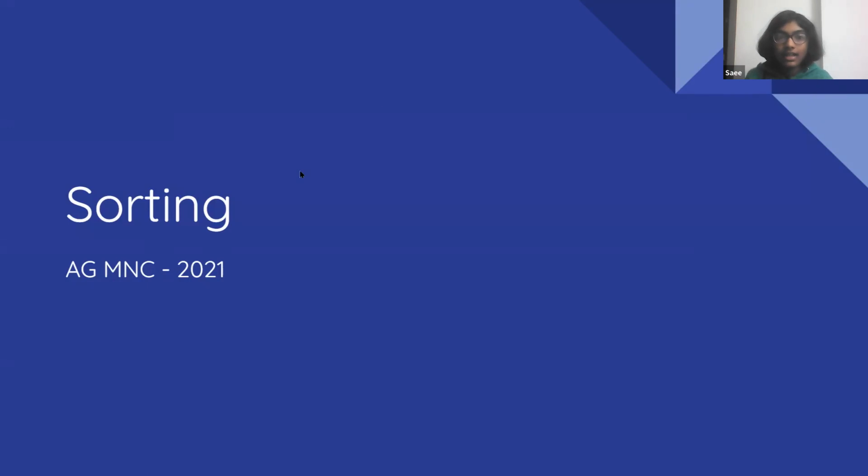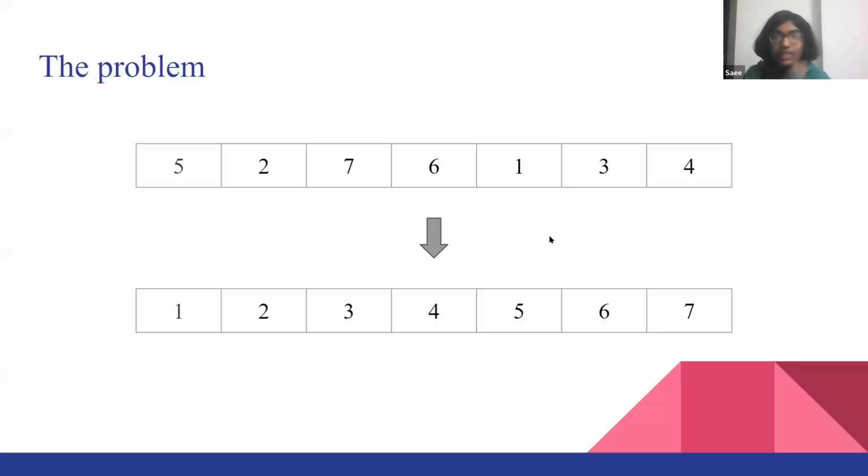So we can now get started. And today I'm going to talk about sorting. This is the problem that we are going to solve throughout today's session. We are given a list of just randomly shuffled numbers. For now, to make it simple, I've taken numbers from 1 to 7, right? And what you want to do is sort them in ascending order.